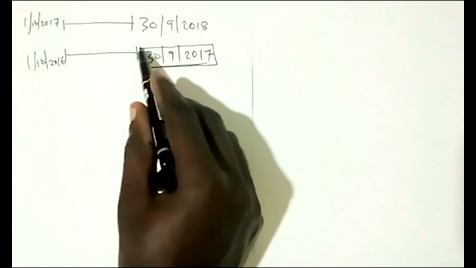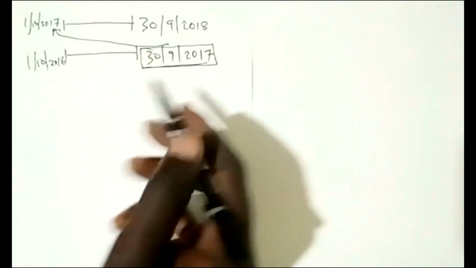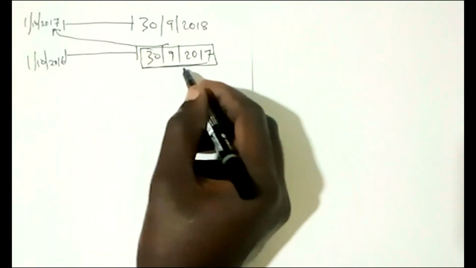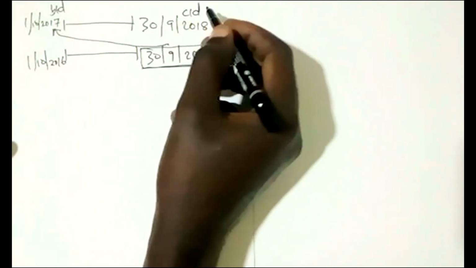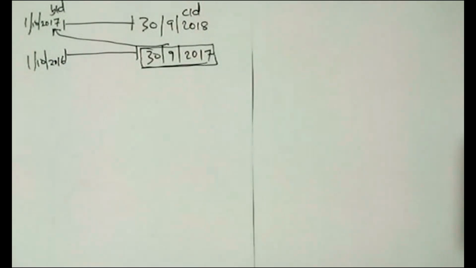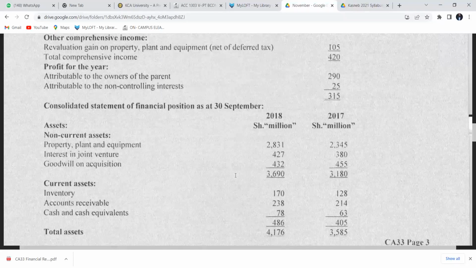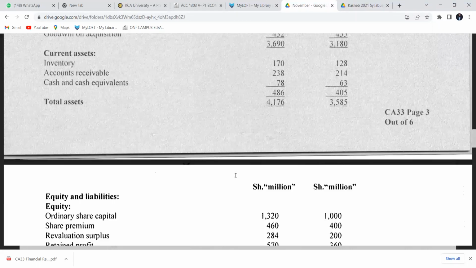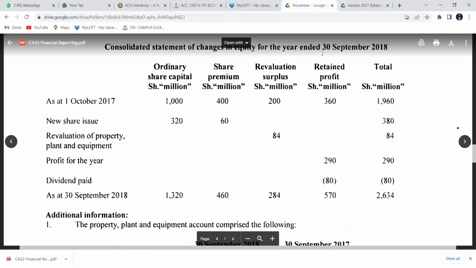So which means that my balances as at this date would be opening here. So these balances from previous year is what I would be calling balances brought down here and carried down there. The ones which are given for 2018, you would be calling them balance carried down. That is what has been provided in this question. For the consolidated statement of changes in equity, this one, there's no way you will use it.